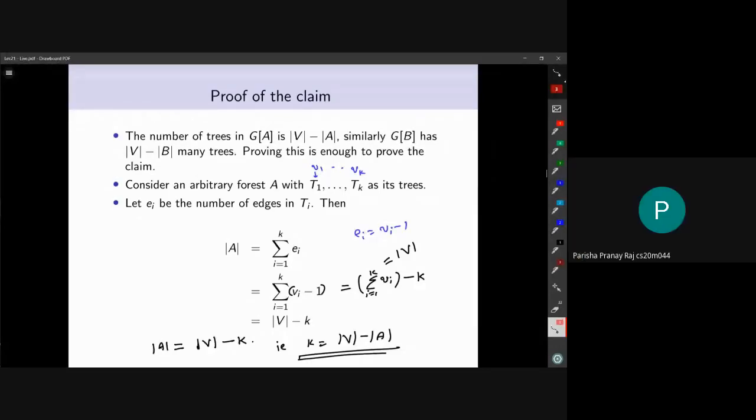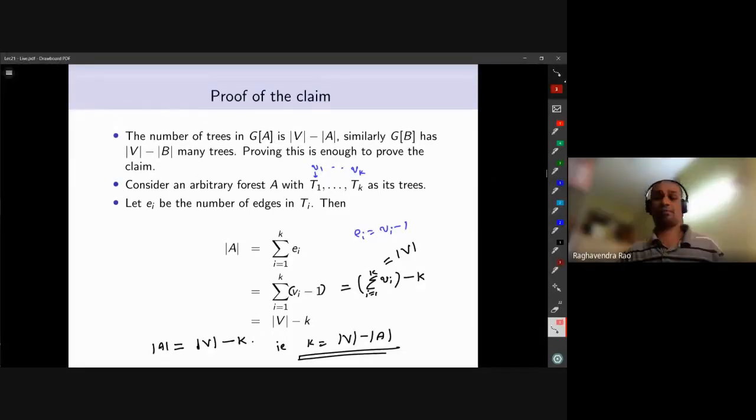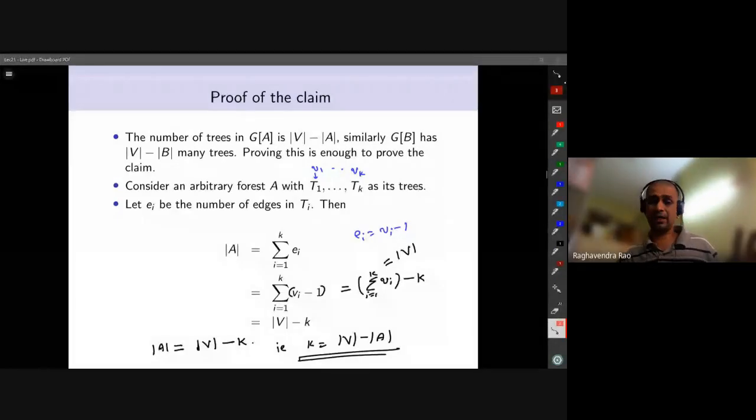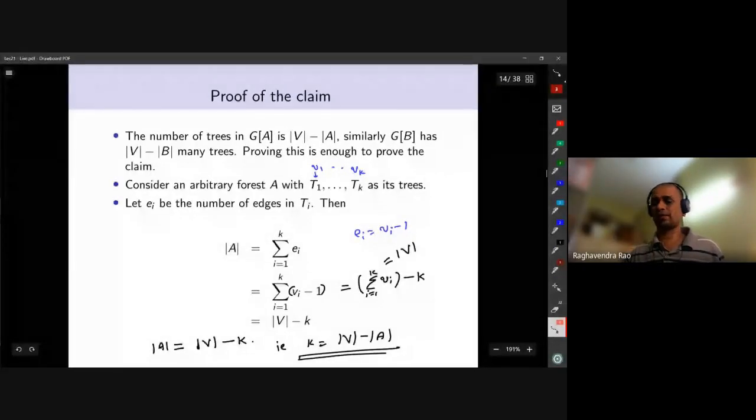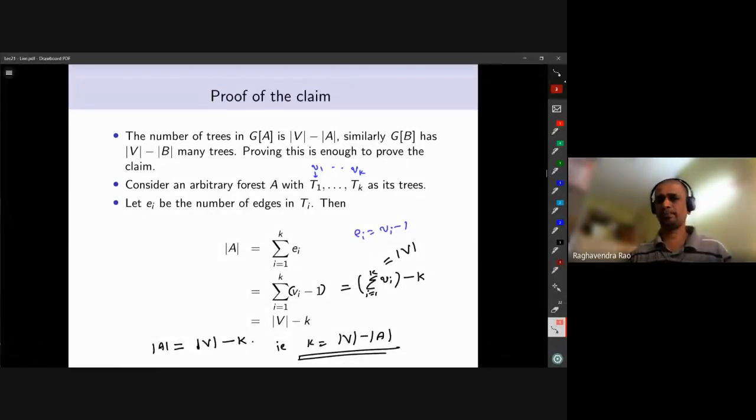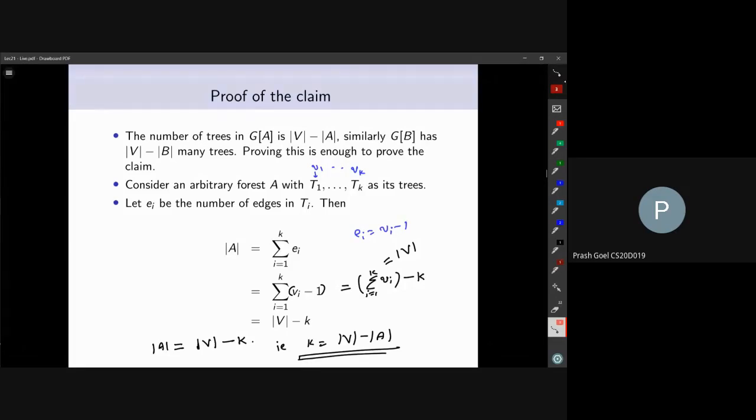Keeping the vertex set same. Yeah, that is important. Including the whole vertex set. That means that we'll have some isolated vertices too. Sir, can you explain how we have written EI equal to VI minus 1?